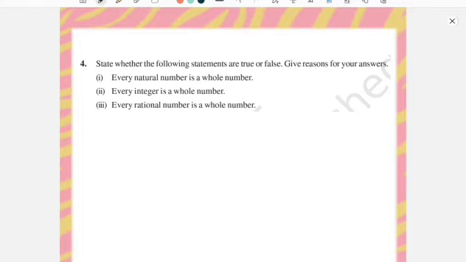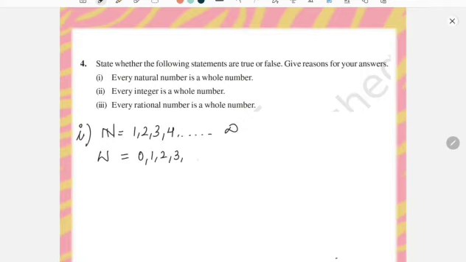Okay, so question number 4 is state whether the following statements are true or false. Give reasons for your answers. The first one we have is every natural number is a whole number. Okay, what are natural numbers? Natural numbers are 1, 2, 3, 4 and so on till infinity, right? Then you have the set of whole numbers. Whole numbers start from 0, 1, 2, 3 and so on. They also go till infinity.